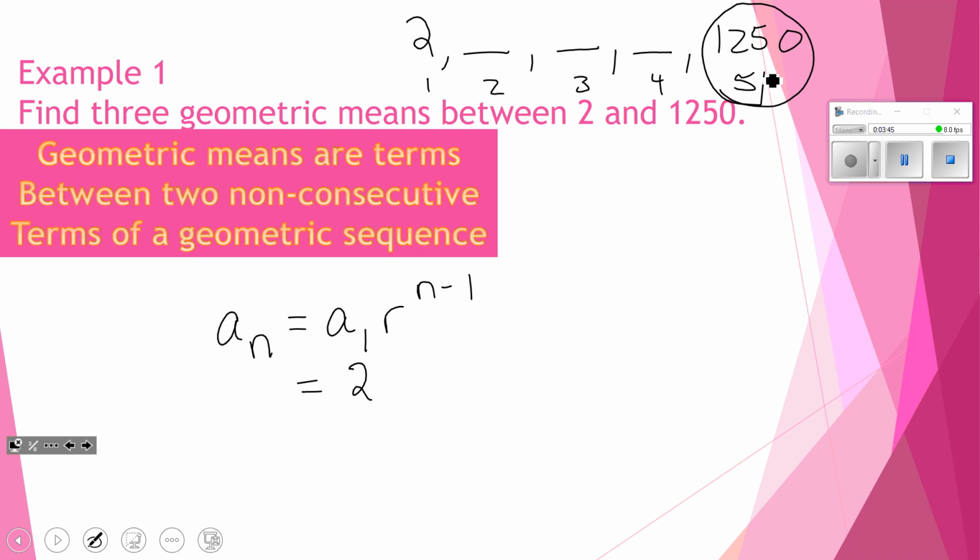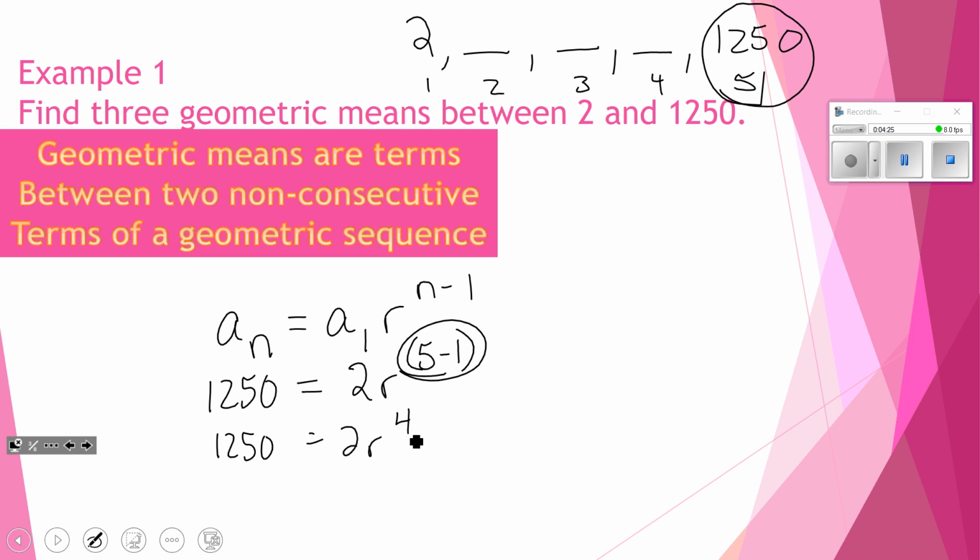So what I'm going to do is use 1250 as my a sub n. Okay? So 1250, and we know that that's going to then make n 5. Okay, and we're going to solve for the common ratio. Any questions on that? So 1250. I'm going to go ahead and work the exponent out. This is going to make n minus 1 equal 4. That's going to make r to the 4th.